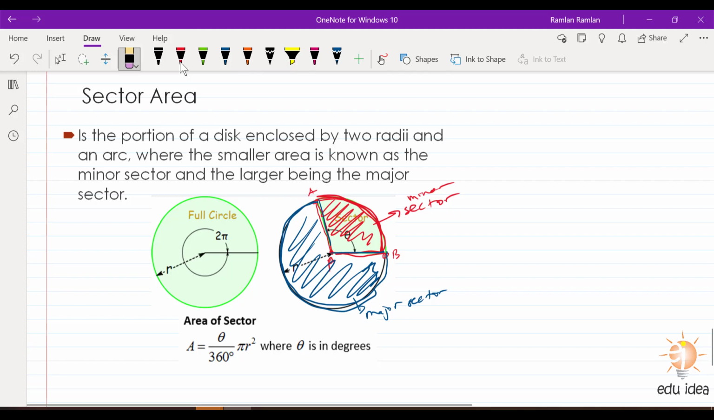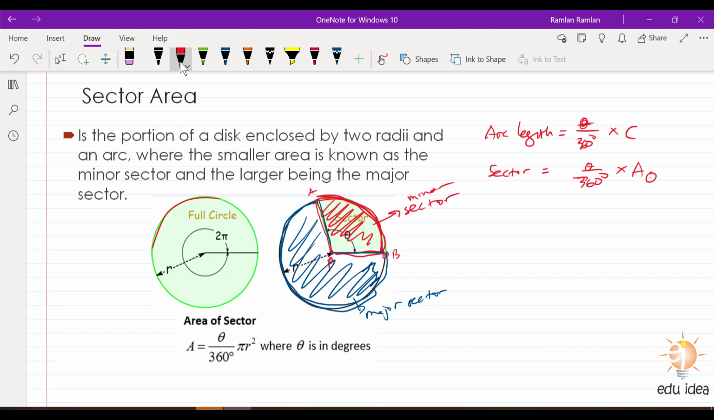As you can see, previously we have the arc length, right? The arc length formula is theta over 360 degrees multiplied by the circumference, while the sector area is theta over 360. Can you see that we have the same exact formula, but you're not multiplying with the circumference, you're multiplying with the area of the circle itself, right? Because it's just a portion of that.